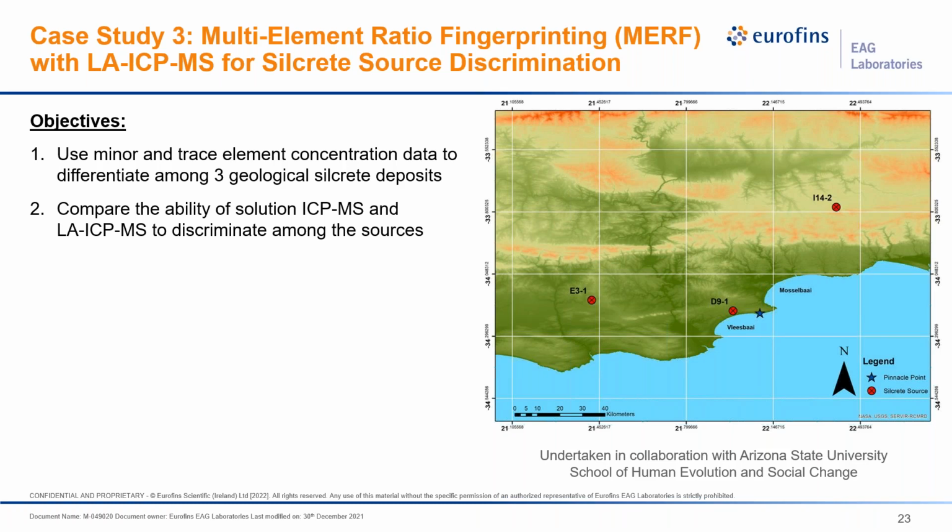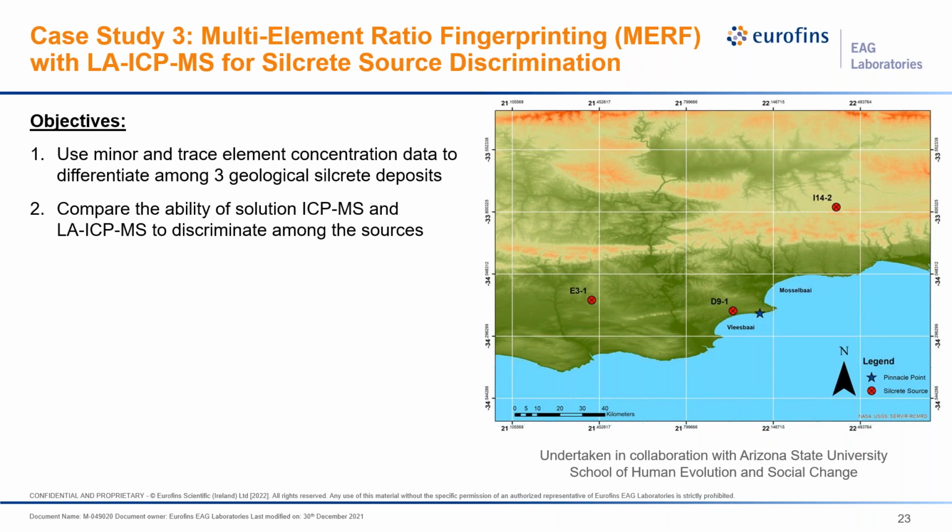But it's also a silicate rock. Silica is very hard to digest. It's a real challenge. So that's a problem for solution mass spec. And also, we're ultimately planning on using this for archaeological artifacts. It's typically not viable to undertake destructive analyses.